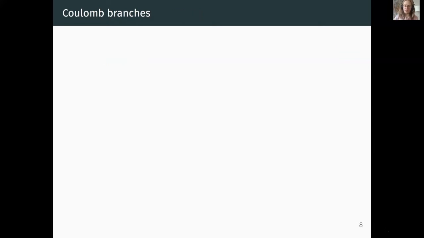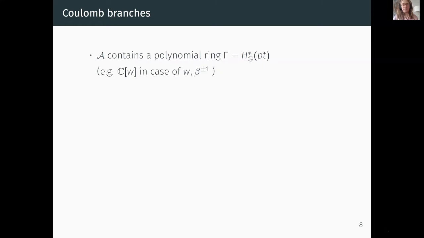Before I get to the construction, I just want to mention some other general facts. The Coulomb branch always contains a polynomial ring. It's a nice fact about them. In the case of these difference operators, it's the functions in W. In terms of the cotangent bundle, it's functions on the fiber somehow.